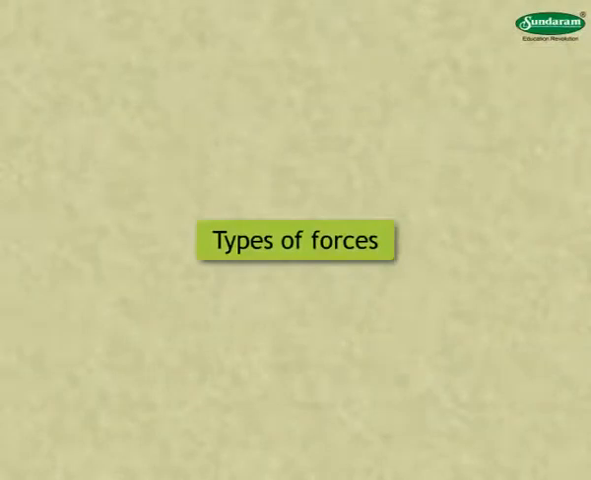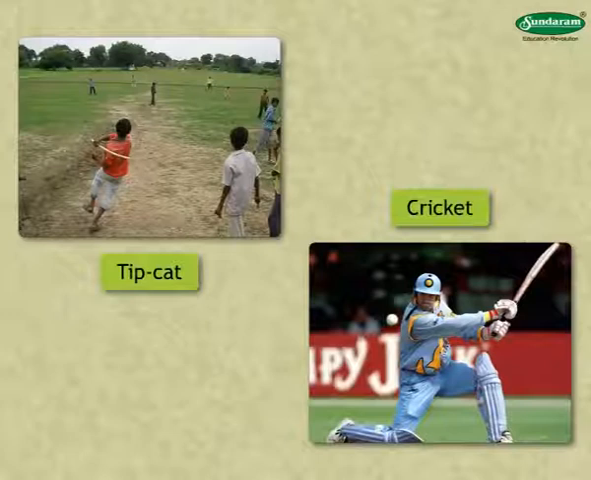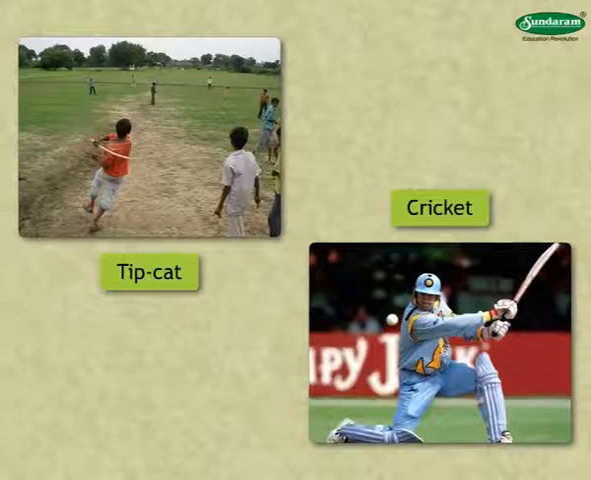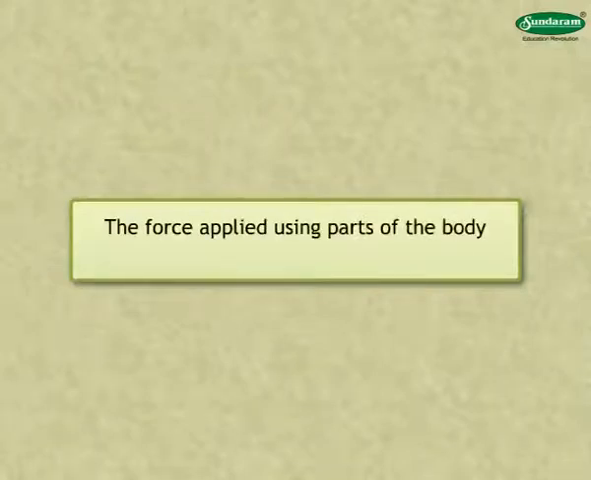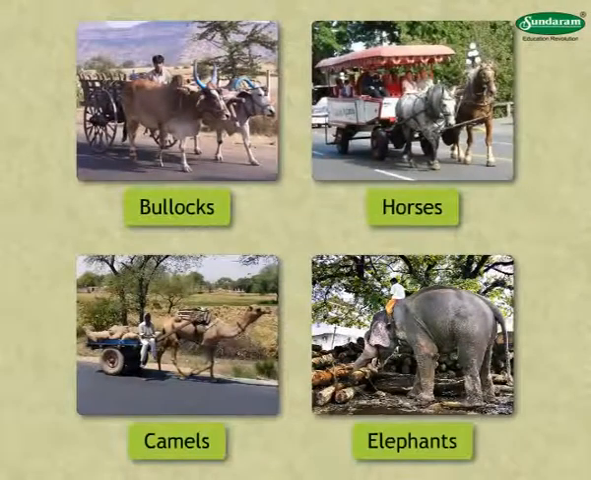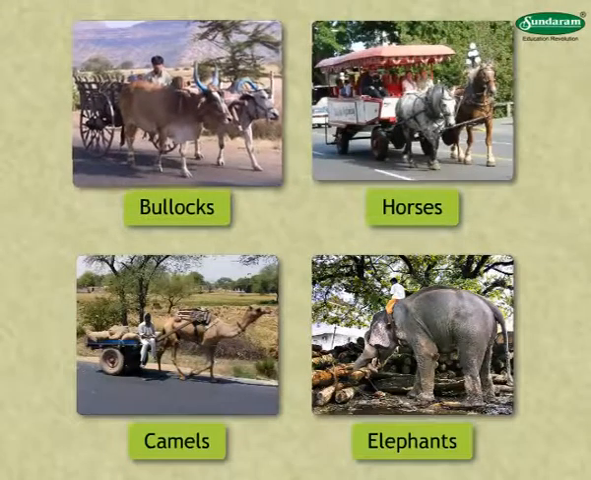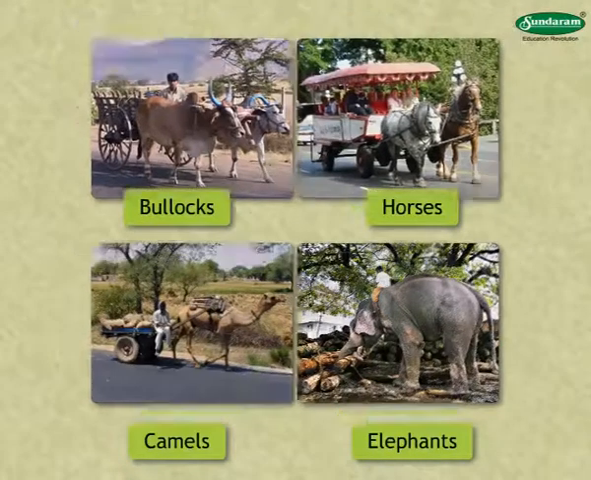Types of forces. Muscular force. Who applies the force used while playing tip-cat or cricket? The players apply the force by moving their own limbs. The force applied using parts of the body like arms or legs is called muscular force. Force applied through the use of animals like bullocks, horses, elephants and camels is also muscular force.